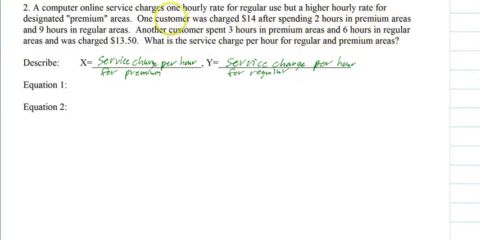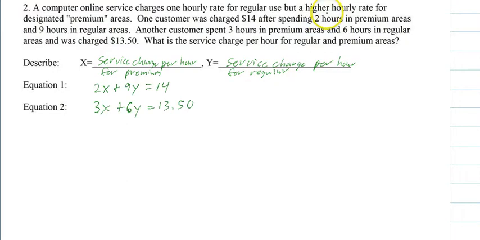The reason I put premium first is if you go through our sentences, premium's coming first, so I want to keep them in order. So service charge per hour for premium is what we're looking for. We're also looking for the service charge for regular hours. All right, so let's try to find the equations. And those are the equations you should have for this.